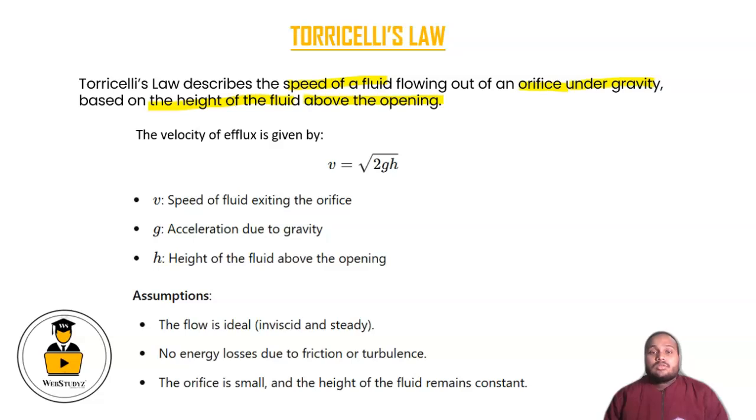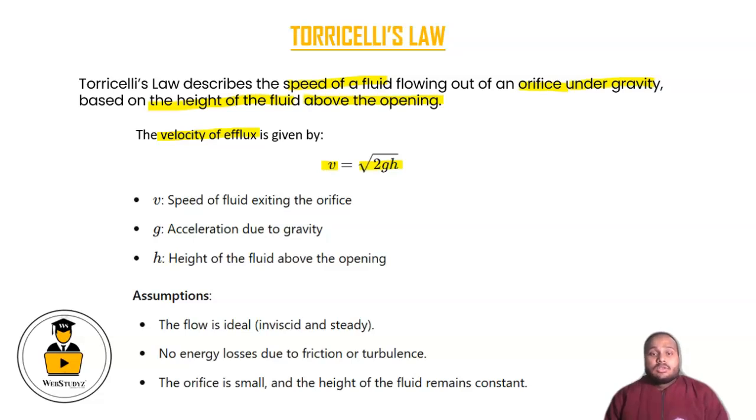Fine. So this speed of the fluid flowing out through that orifice is called the velocity of efflux, which is V equal to under root 2gh. This V, the velocity of efflux, is basically the speed of the fluid exiting the orifice. g is acceleration due to gravity, and h is the height of the fluid above the opening.